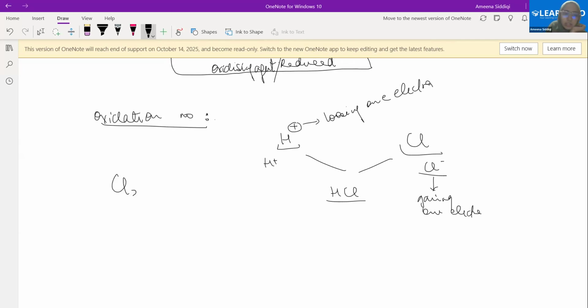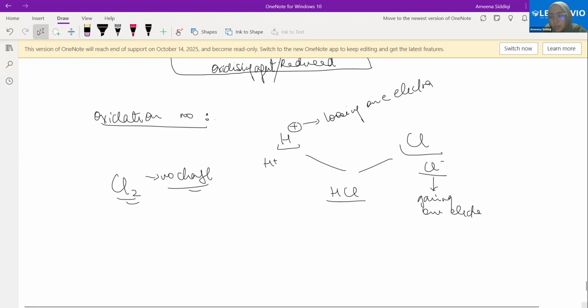Now, I say this is Cl2. Now, there is no gain or loss of electron happening as such, right? Cl is there as it is. Chlorine atoms are there. Are you getting it? Therefore, there is no gain or loss of electrons. Therefore, no charge. Do you understand this?